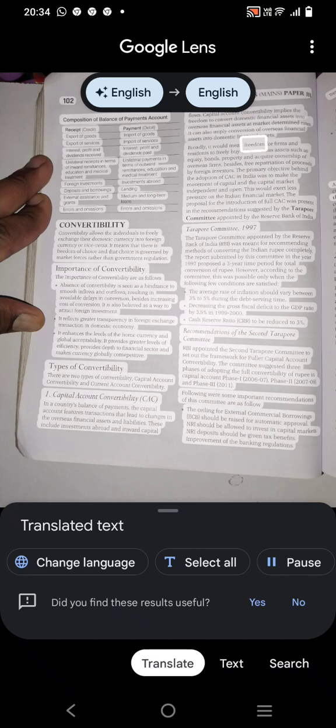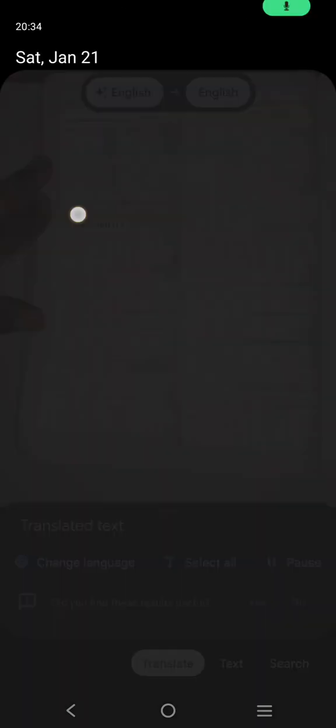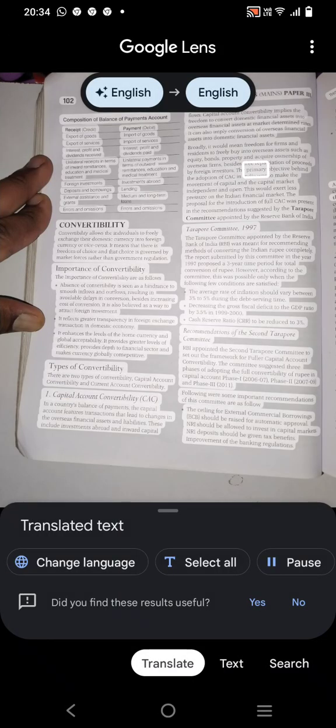Broadly, it would mean freedom for firms and residents to freely buy into overseas assets such as equity, bonds, property and acquire ownership of overseas firms, besides free repatriation of proceeds by foreign investors. The primary objective behind the adoption of CAC in India was to make the movement of capital and the capital market independent and open. This would exert less pressure on the Indian financial market. The proposal for the introduction of full CAC was present in the recommendations suggested by the Tarapore Committee approved by the Reserve Bank of India.